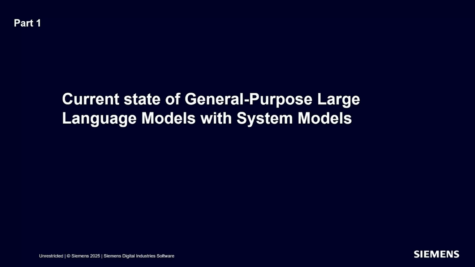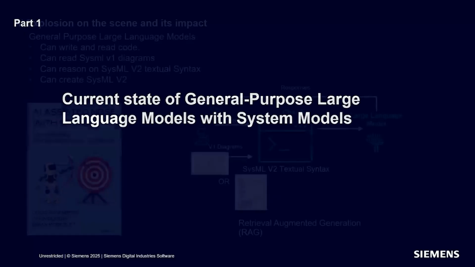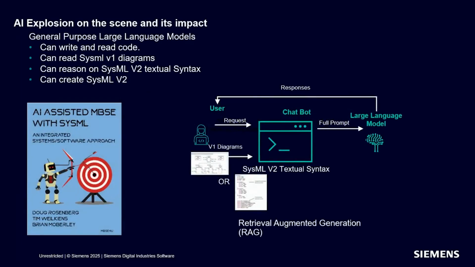But part of my concern, and things that were keeping me up at night, is: are the large language models and the AI going to actually make that stuff irrelevant? And I really wanted to be able to see what large language models could do. Last year, around the same time, I started evaluating whether large language models could handle SysML v2 textual syntax and could reason on it.